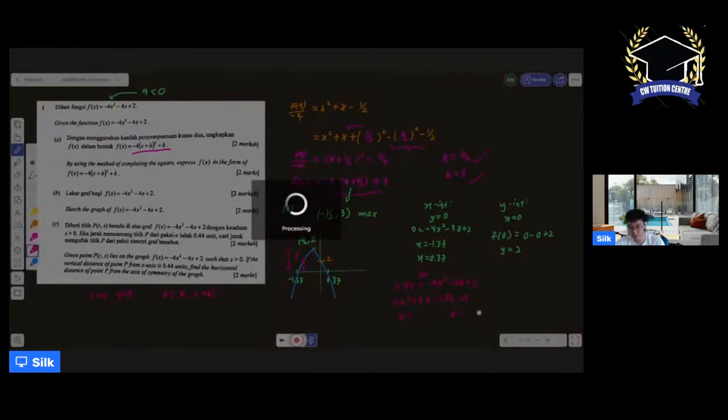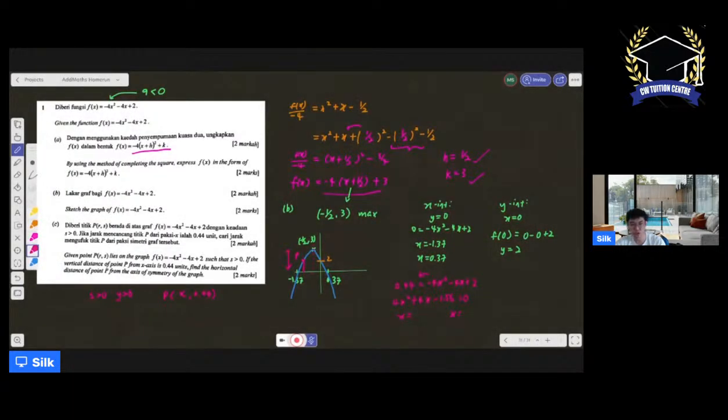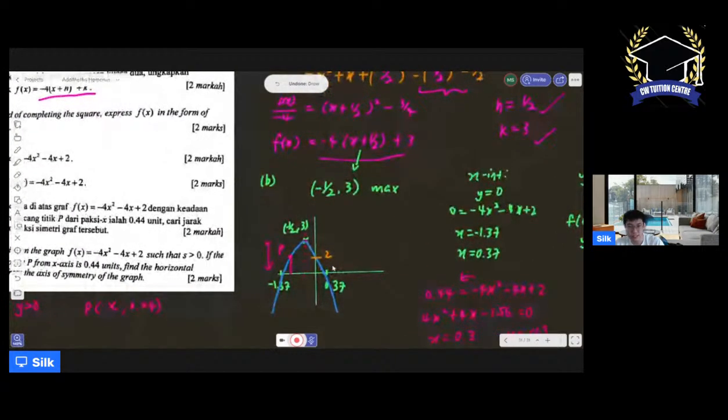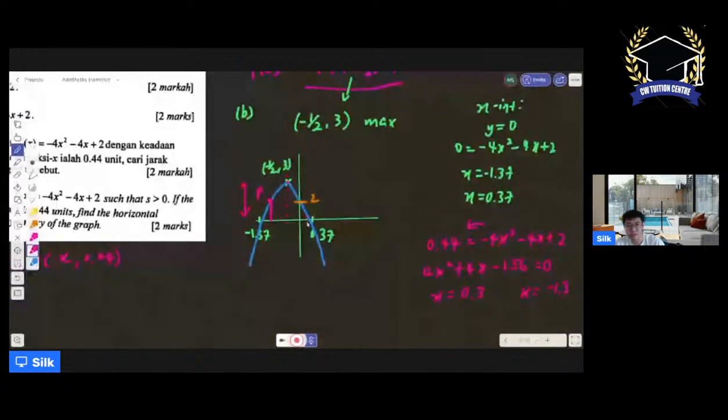Okay. Equation of 2, 4, negative 1.56. I get 0.3 and negative 1.3. So meaning to say if it's 0.44, it will be at 0.3. 0.3 is not at the bottom, but at here, 0.3. So I go in 0.3, right? This is the part 0.3. This one I erase, I redo here.